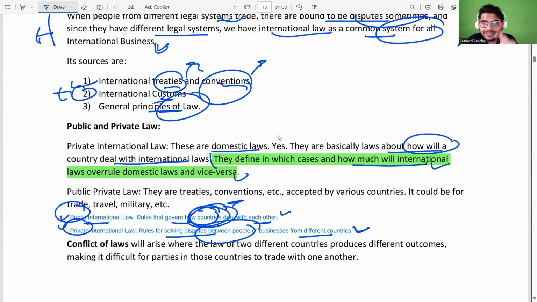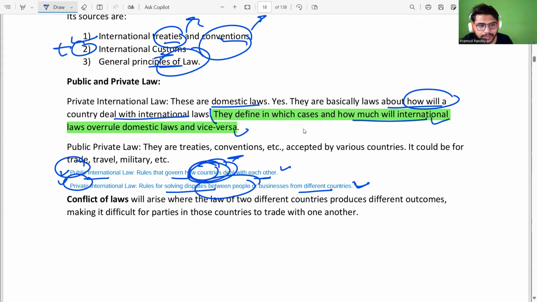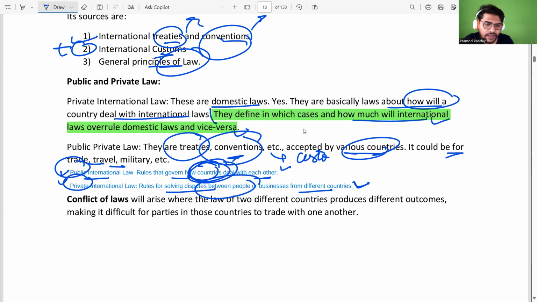So inside the public international law, it is already stated what the possibility is of being overruled by domestic law or by international law or vice versa. Is it okay? Public international law has treaties, conventions, and customs as well, accepted by various countries. It could be for trade, travel, and military.